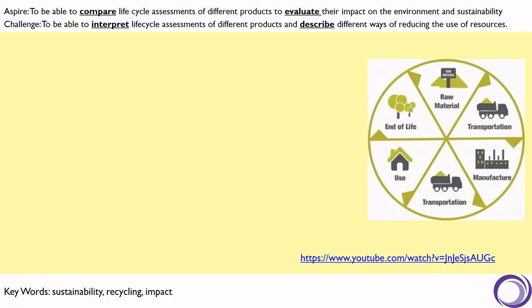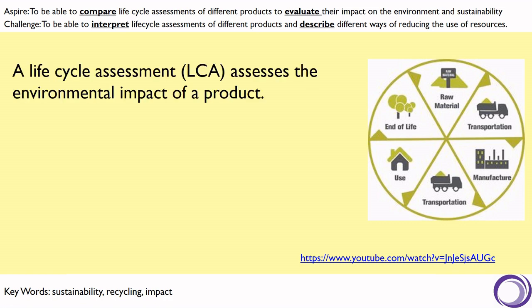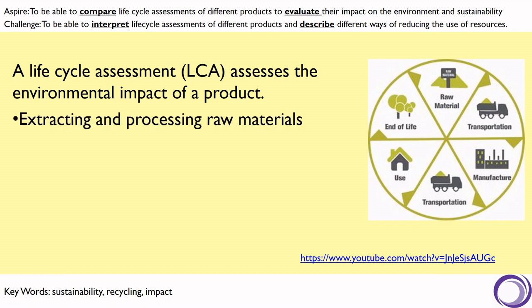One of the ways in which we are starting to look at counteracting the impact of humans on our planet is by encouraging companies to carry out something called a Lifecycle Assessment when they start to make new products. Now, a Lifecycle Assessment assesses the environmental impact of a product at 4 stages. The first stage is the extracting and processing of raw materials.